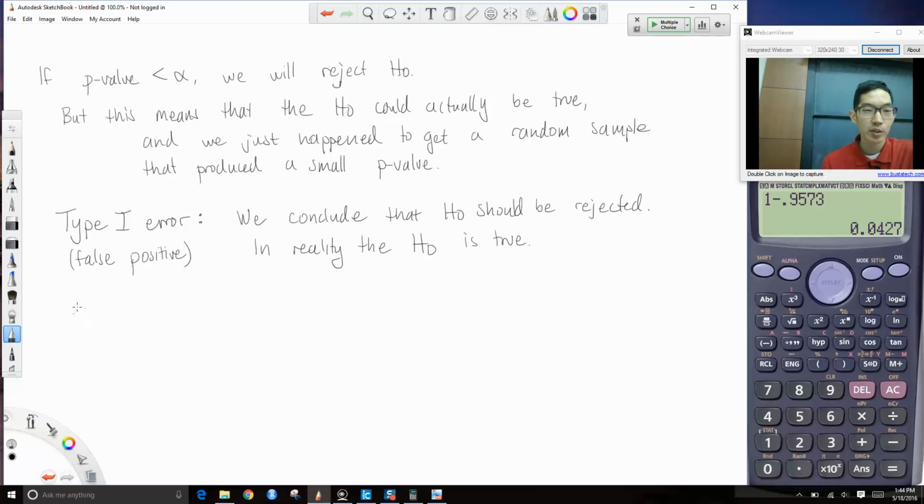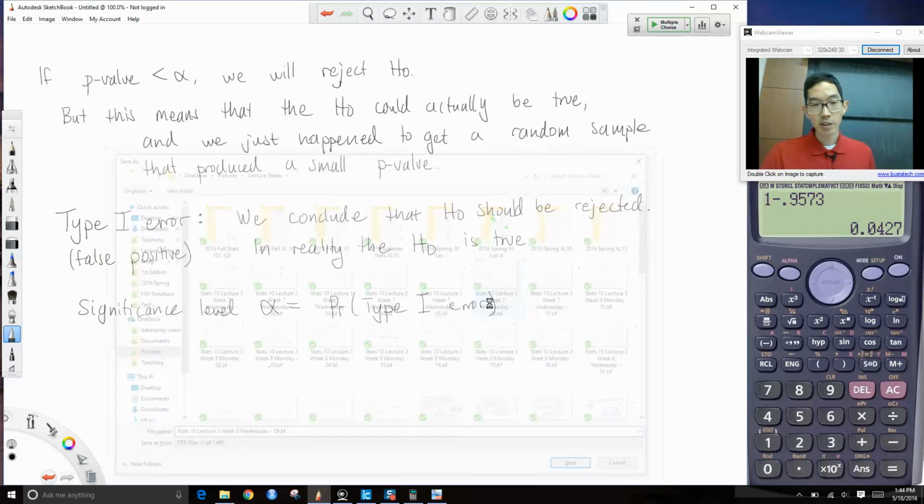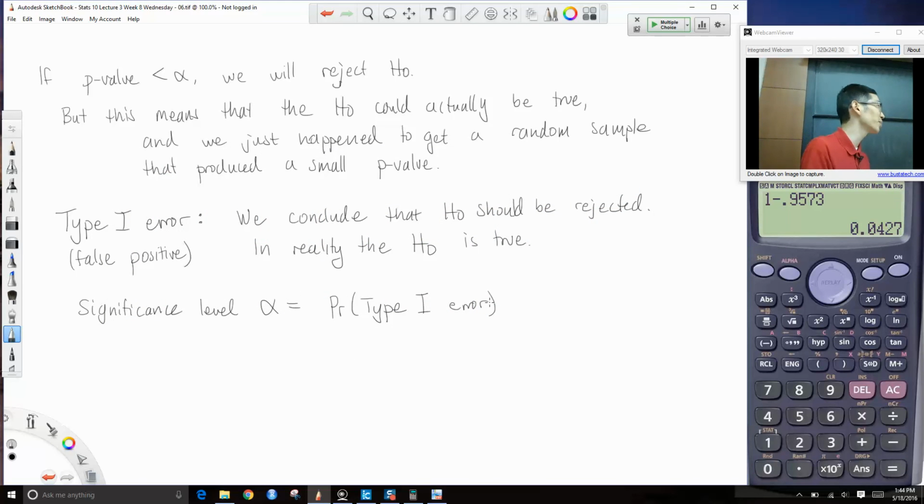And our significance level, the significance level alpha, is equal to the probability of committing a type 1 error. So if we choose alpha as 5%, then that means 5% of the time our p-value happens to be smaller than 5%, leading us to the wrong conclusion. Okay? So our significance level alpha is the probability of a type 1 error.